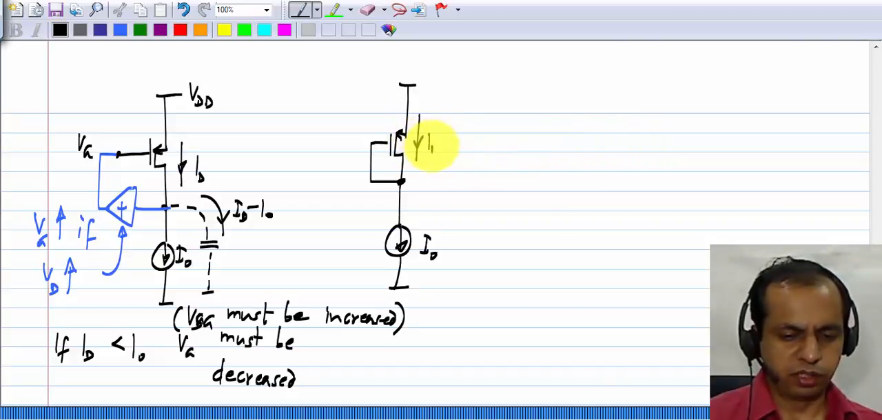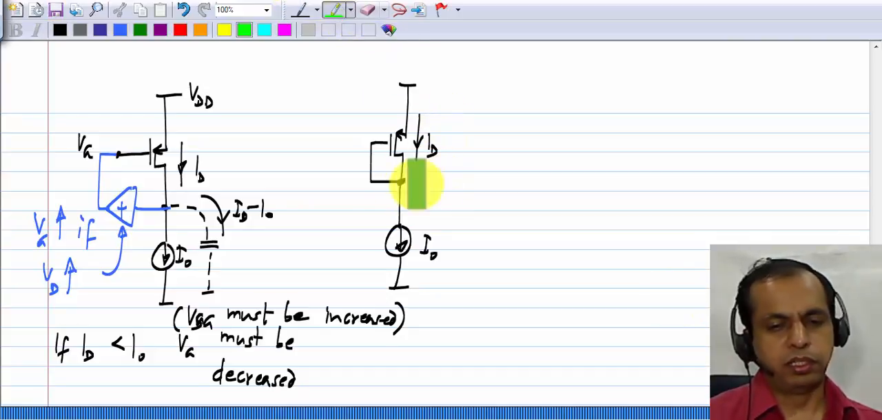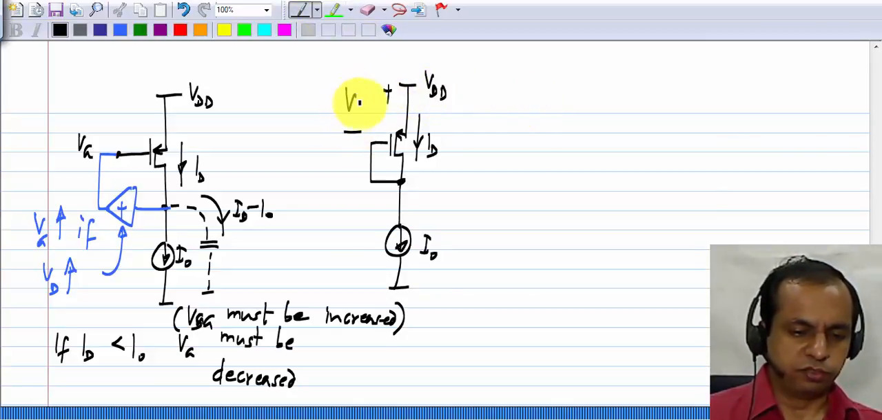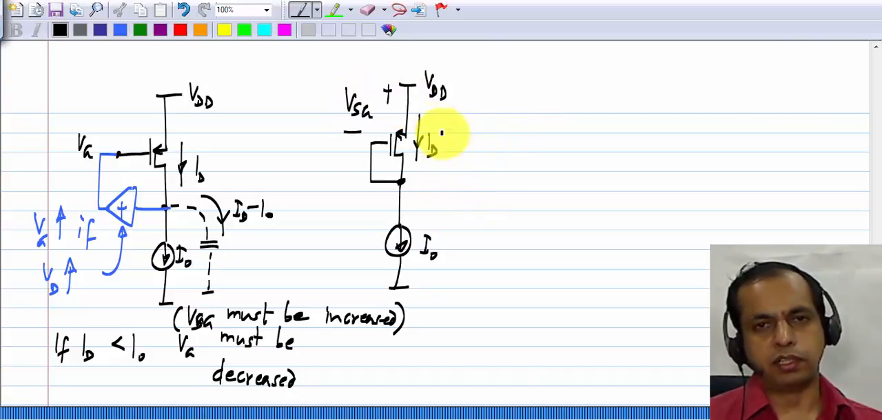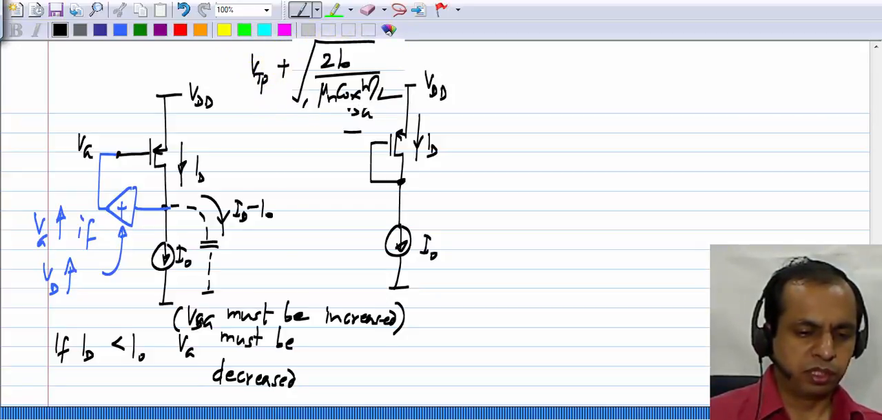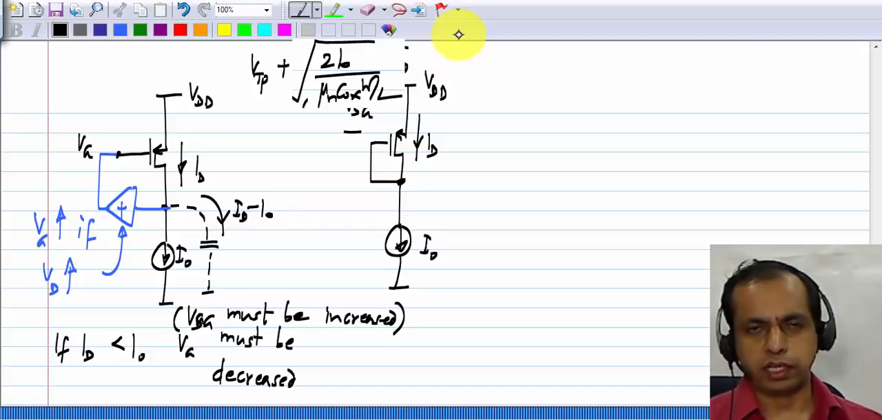In this case, you know that ID will be equal to I0 in steady state. In steady state meaning this voltage is not changing anymore. And if this is VDD, this VSG will be adjusted such that drain current ID equals I0. In other words, VSG will be equal to the threshold voltage plus square root of 2I0 by mu1 Cox W by L. Exactly the same as what we had in case of the NMOS transistor. That will be the value of VSG.